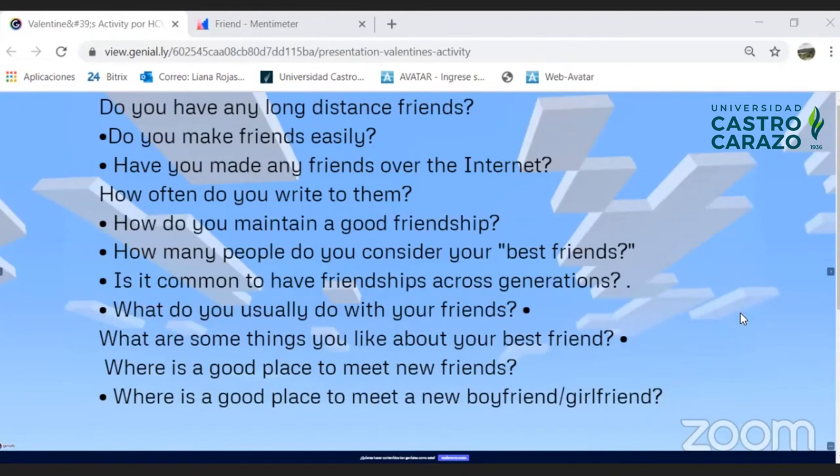And what about you, teacher? How many people do you consider your best friends? I have a very, very small circle of friends, but I am very happy because some of my teachers that work with us at the university are my friends, like Ronnie and Pablo. It's nice when you work with your friends, when you enjoy working with them and you trust them. So I would say I have a small circle of friends. Now the last question, where is a good place to meet a new boyfriend or girlfriend? Amanda, what do you say?